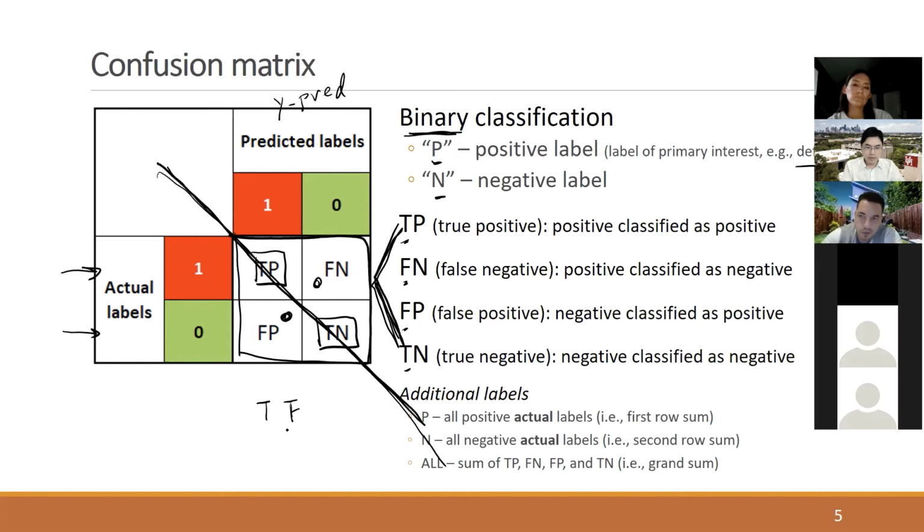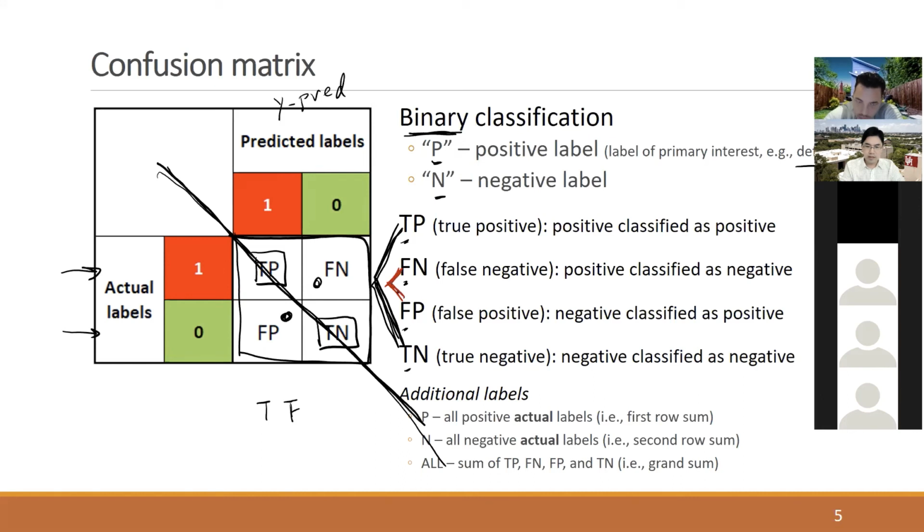And this is where things get confusing. Whenever you have the false, the second character refers to the prediction, but because it's false, the actual case is the flip side. So whenever you say false negative, it's actually referring to a positive case. It's a positive ground truth, which is incorrectly classified as negative.